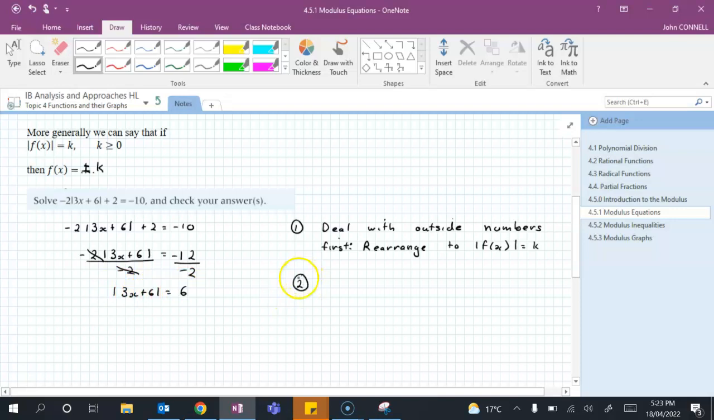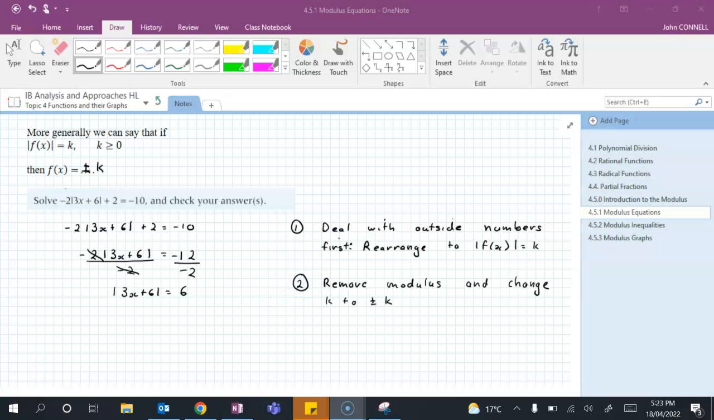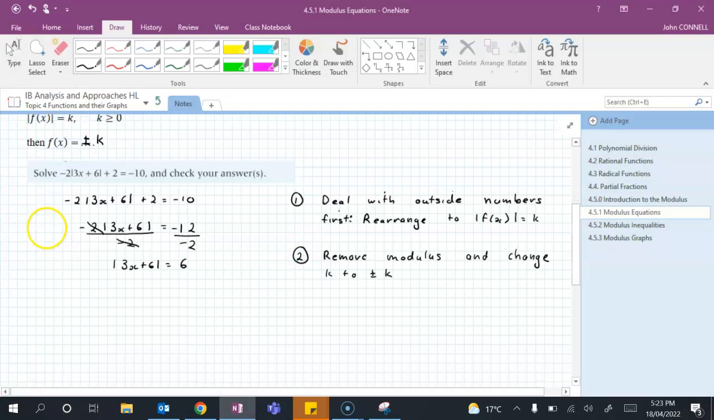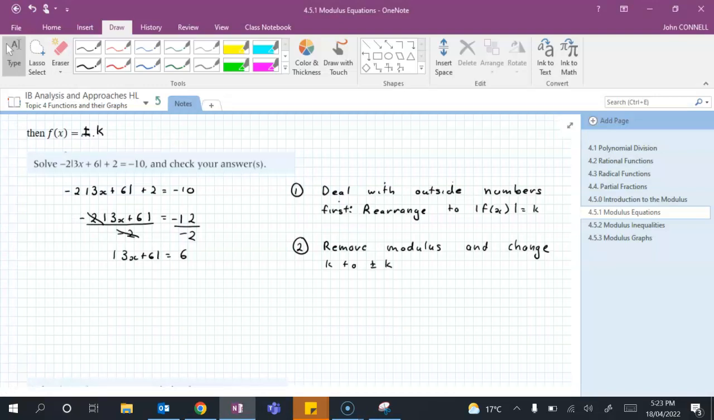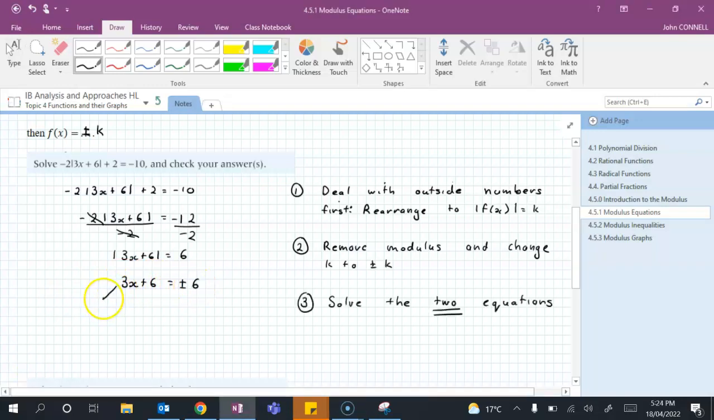Now the second step is to remove the modulus and change the number to plus or minus that number, as we were talking about before. So that means 3x plus 6 is equal to plus or minus 6. Two equations, which we're going to have to solve. So 3x plus 6 can equal positive 6, and 3x plus 6 could equal negative 6.